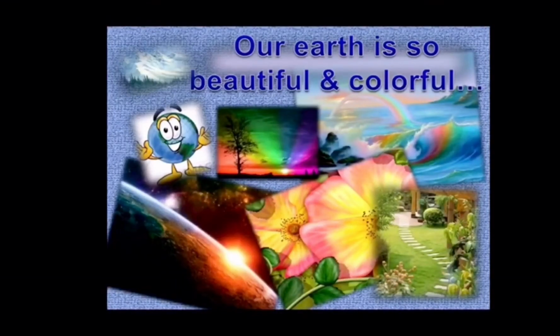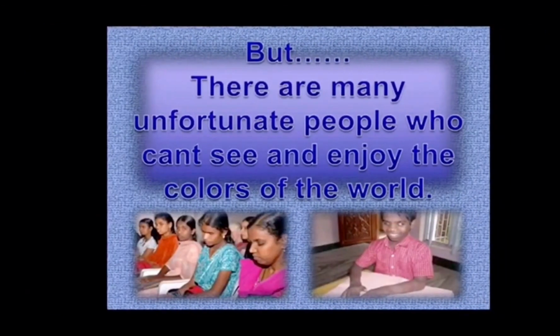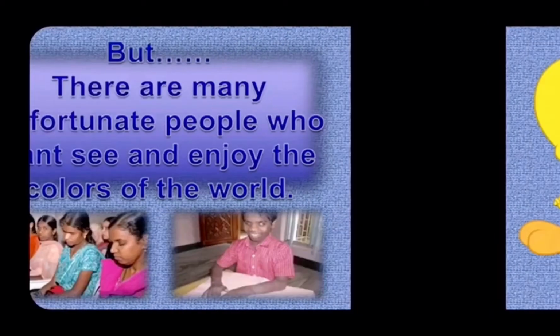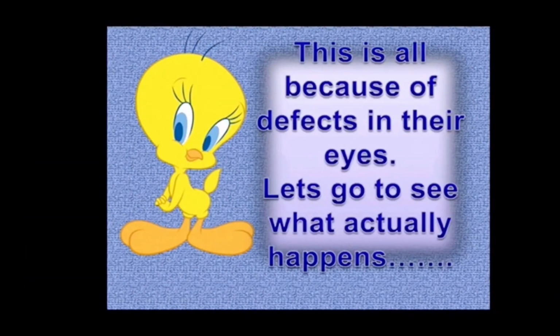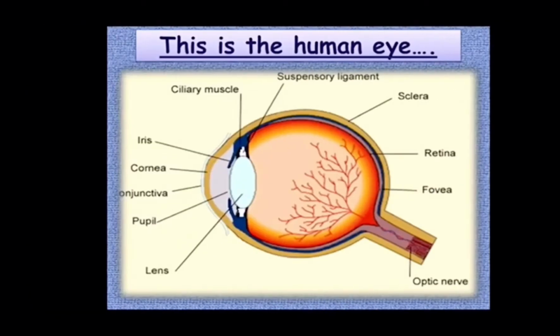Friends, today we are here to discuss a new chapter, that is human eye and the colorful world. As you all know, our earth is so beautiful and colorful. But there are many unfortunate people who cannot see and enjoy the colors of the world. This is because there are defects in their eyes. Let's go to see what actually happened to their eyes.